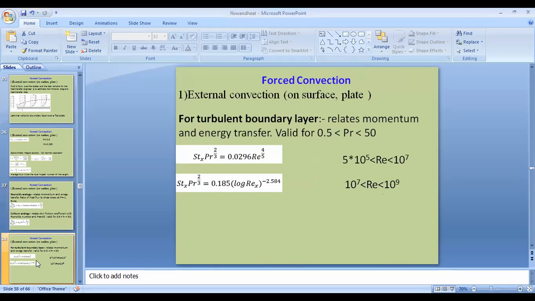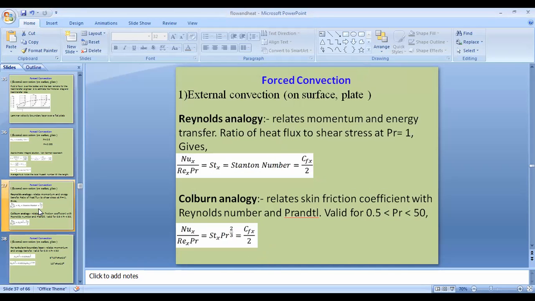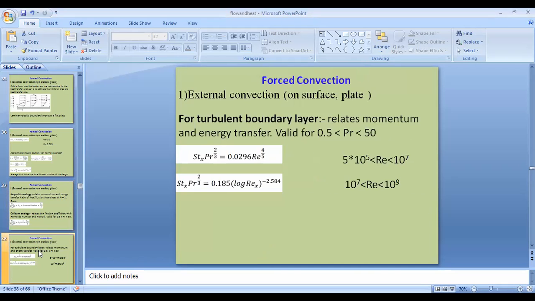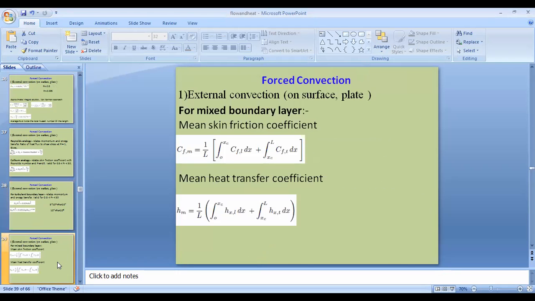Similarly, there are relations for the turbulent boundary layer. These are the relations for laminar, and this is for the turbulent boundary layer. And these are the relations for the mixed boundary layer.